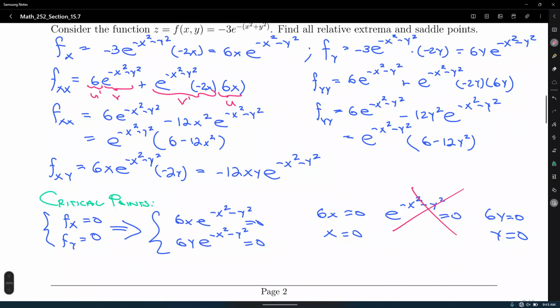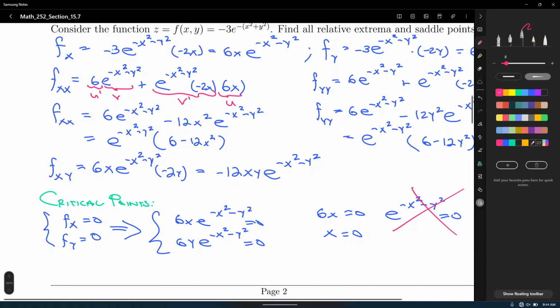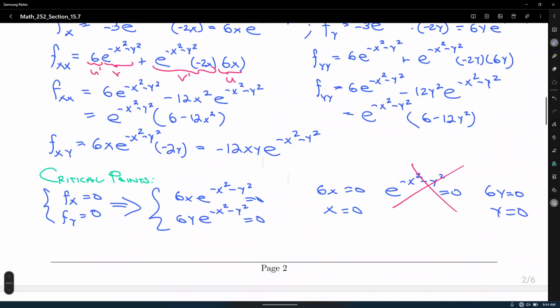I mean, take a ln on both sides to get rid of the exponential. Fine. However, that's going to give us ln of 0 on the right-hand side. What's ln of 0? Undefined. Can I add 5 plus 7 minus 3 undefined? We can't do arithmetic with undefined. So no critical points, I mean, no critical value to that end.